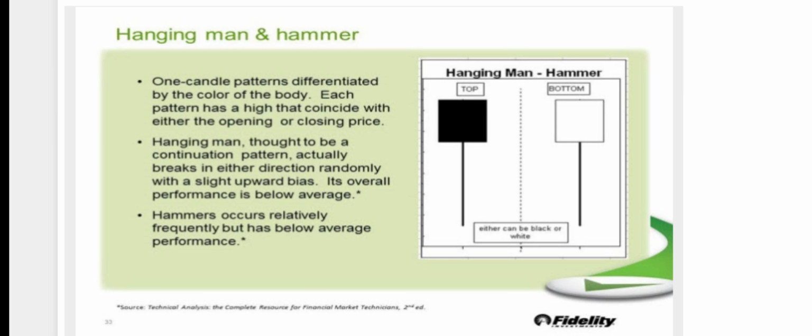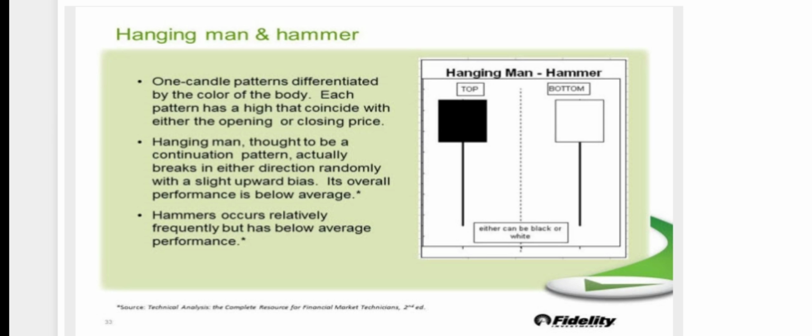Now, the hanging man, which is thought to be a continuation pattern, actually breaks in either direction randomly. It does have a slight upward bias. Its overall performance is below average, and hammers actually occur relatively frequently, but also have a below average performance.